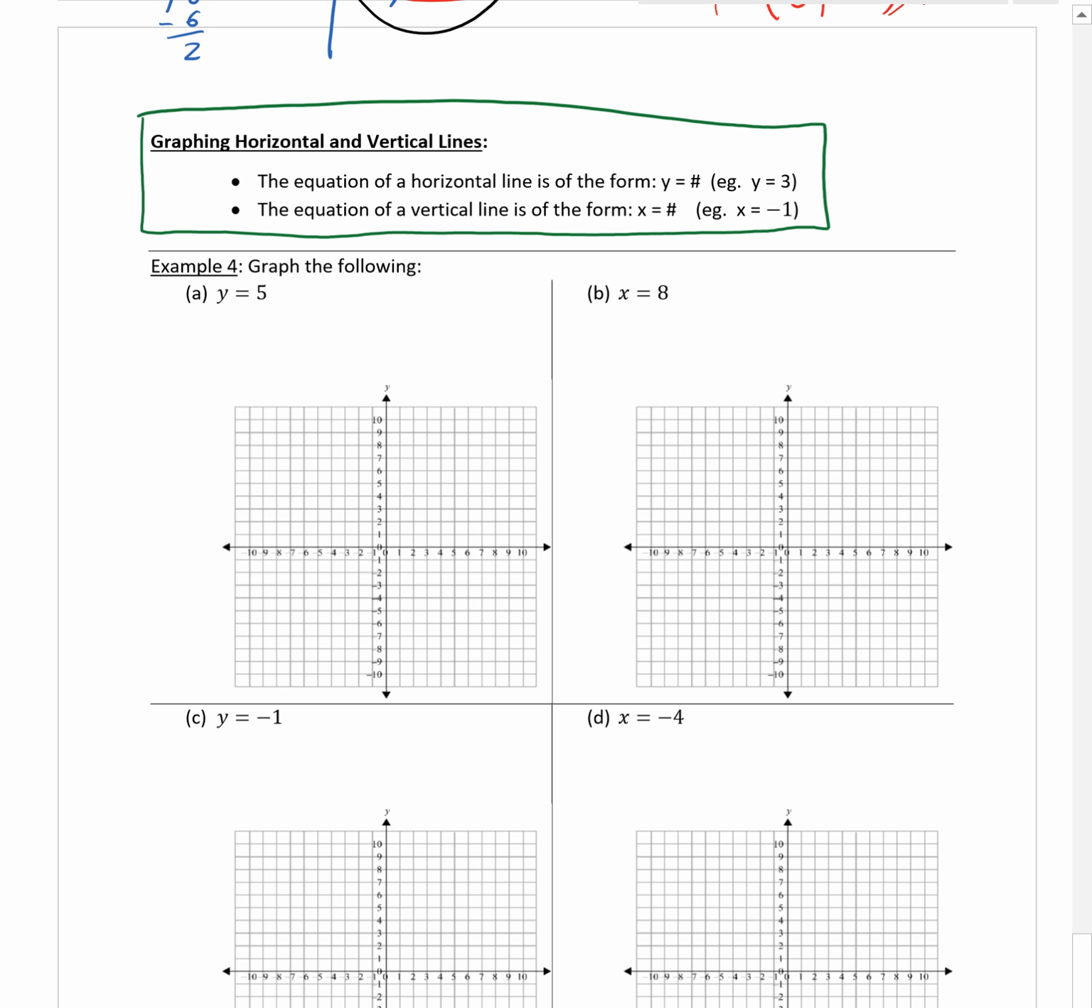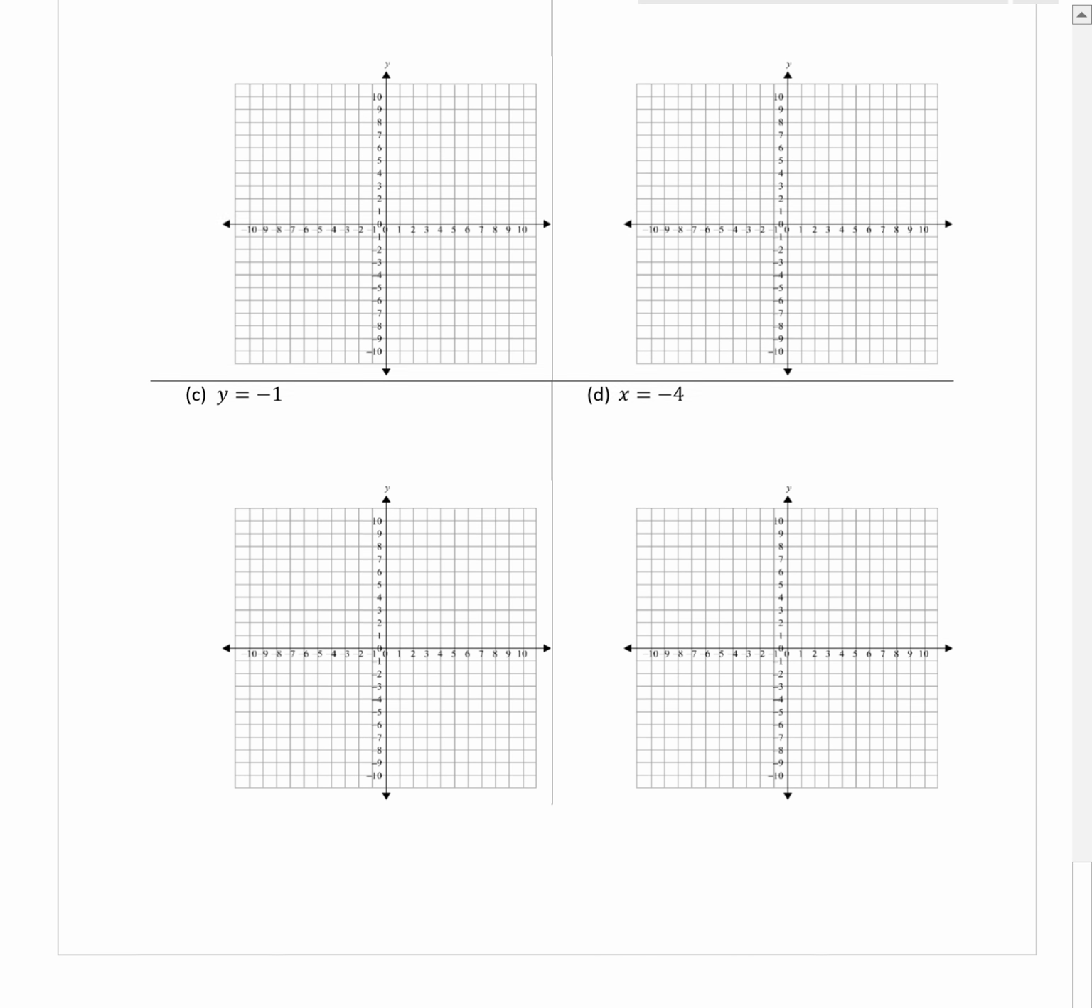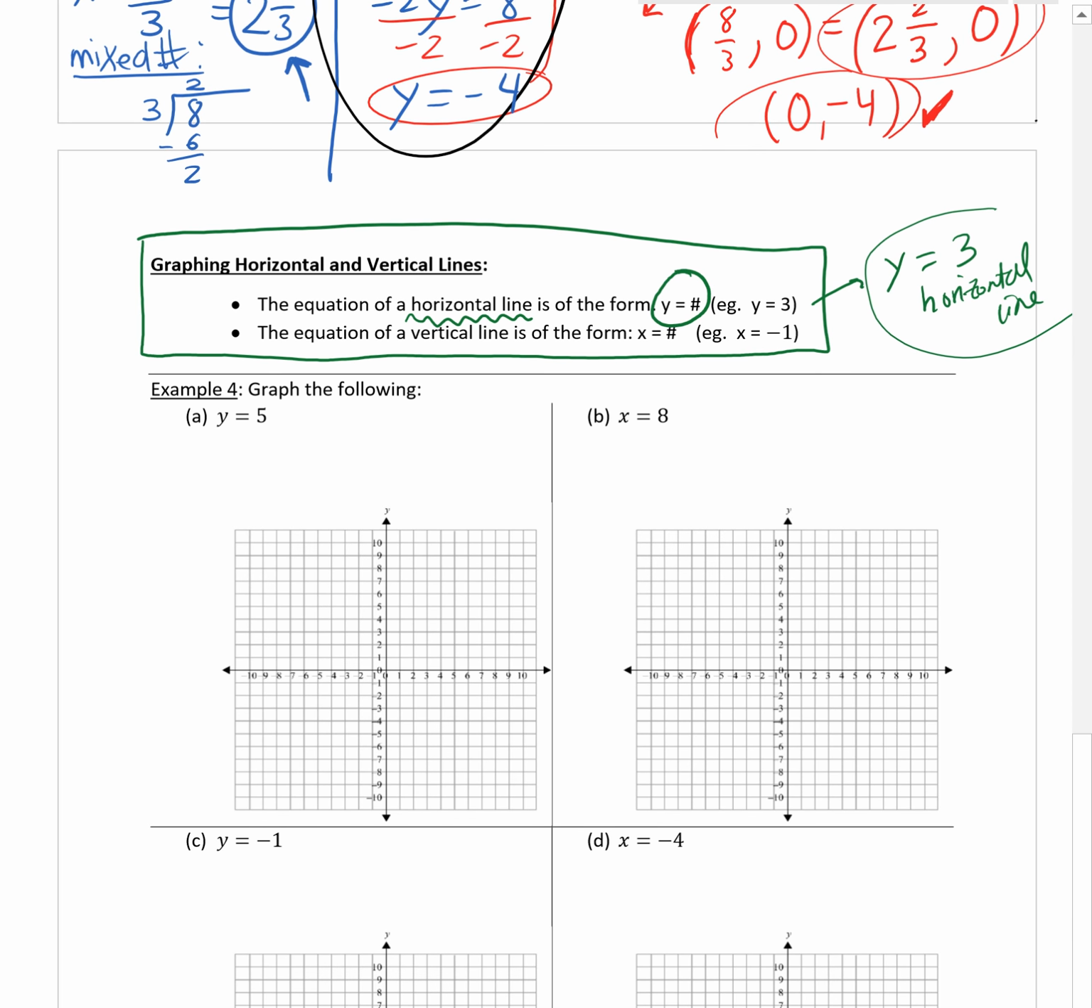Okay, so horizontal and vertical lines. The equation of a horizontal line is kind of interesting. It always looks like it's of the form y equals a number. So for example, y equals 3. That's a horizontal line. Isn't that interesting? It doesn't look like the equation of a line, right? It just looks like someone's telling you, hey, y equals 3. But really, that's an equation of a line. Okay, and we'll see how to graph those.